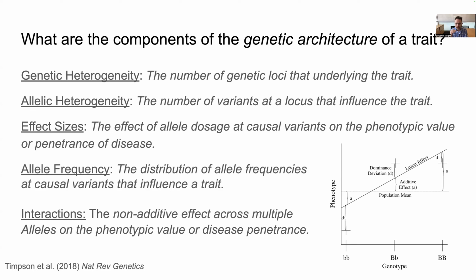So probably the most important one is genetic heterogeneity. And this is simply thinking about the number of distinctive genetic loci that actually contribute to the trait. So a simple way to think about that would be: you've got gene A that's on chromosome 1, and then you've got gene B on chromosome 2, and maybe a gene C on chromosome 3. And they are on separate chromosomes.